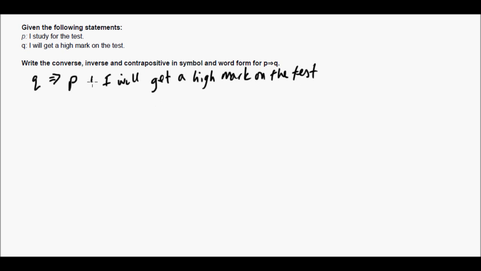Or if I will get a high mark on the test, then basically I studied for the test. I'm changing the verbiage. I made this one up, so it's not the best one in the world. Okay, so the inverse is you keep the order, but you negate them. So not P, then not Q.